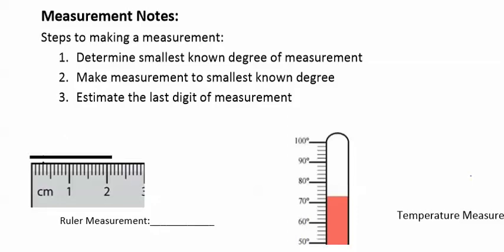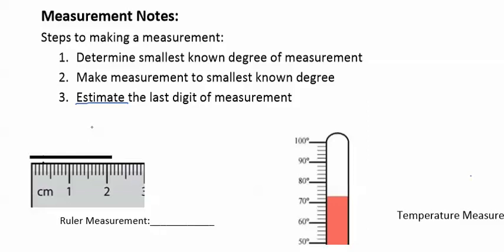So our first step, we need to figure out what is the smallest degree of measurement. After we do that, we're going to make the measurement to the smallest known degree and then estimate the last digit of measurement. In every measurement, you need to have known digits and estimated. Every single measurement you make is going to have at least one estimated digit. Known digits depend on the quality and precision of your measuring device.